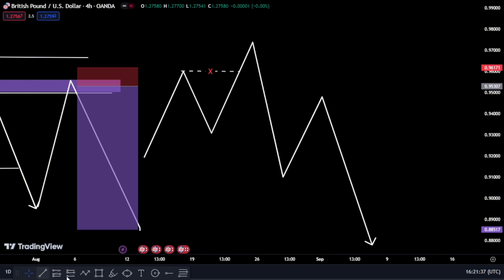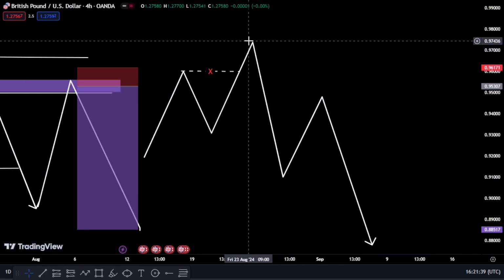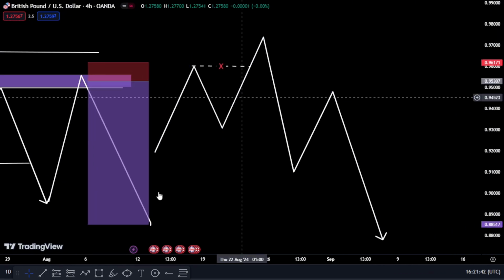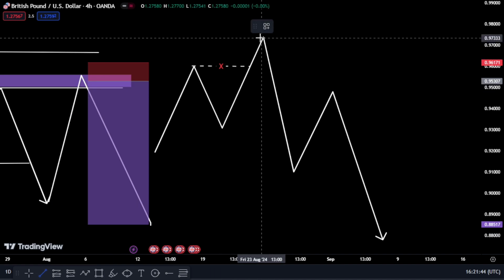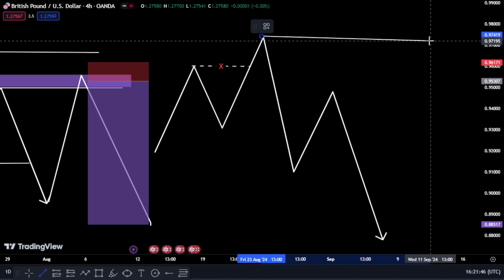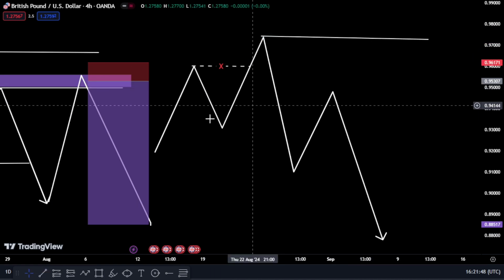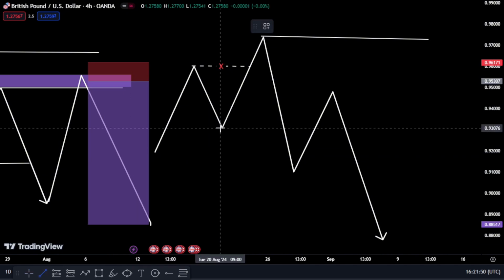That sweep of liquidity gives us what? A protected high. So that becomes a protected high. And then we have our what? Our first break of structure, which is this.